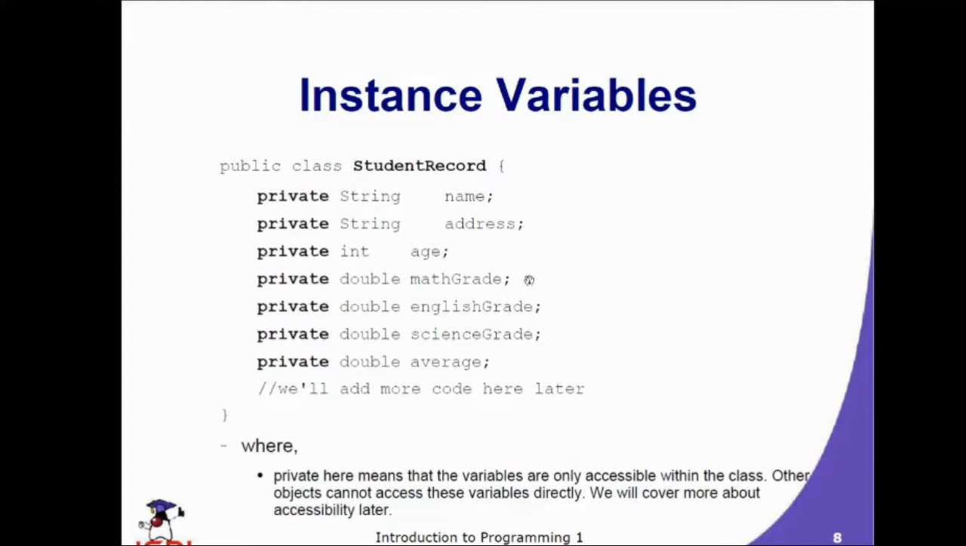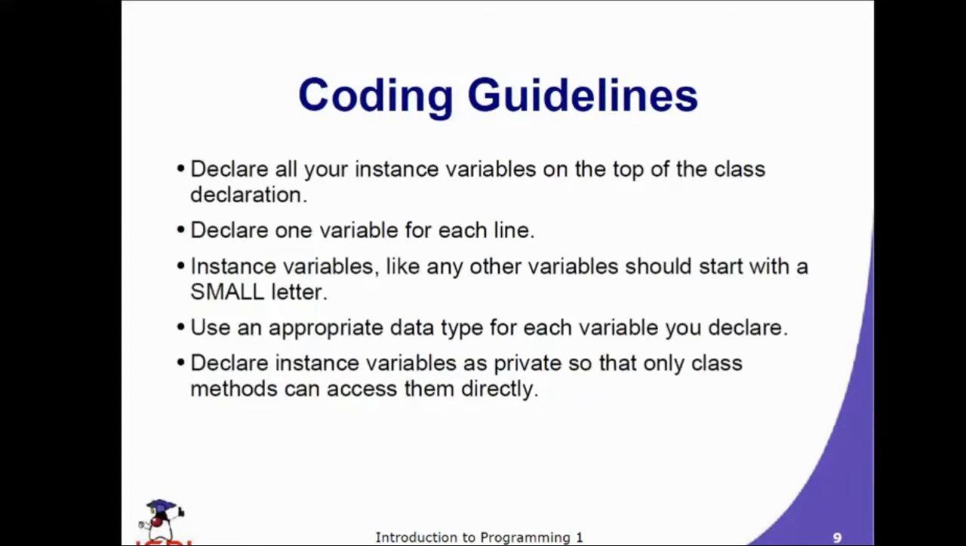Okay, next we have the instance variables. What are these instance variables? If we declared already the variable or the data type, it is considered to be an instance variable. As I said earlier, the private access modifier means that these variables are only accessible within the class. So other objects cannot access these variables directly, because of the private modifier.